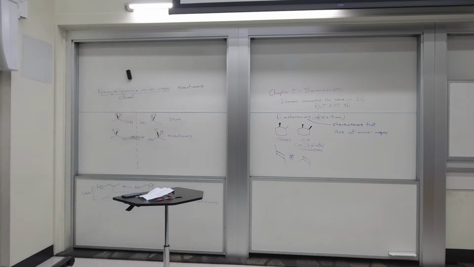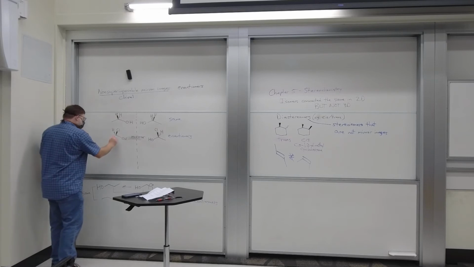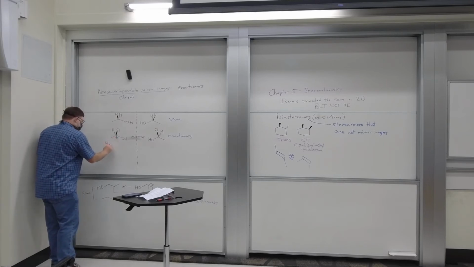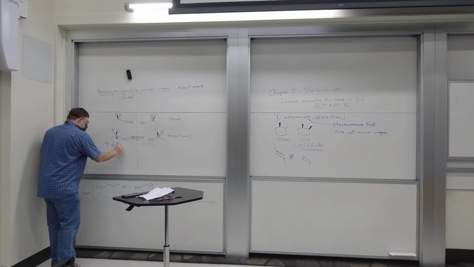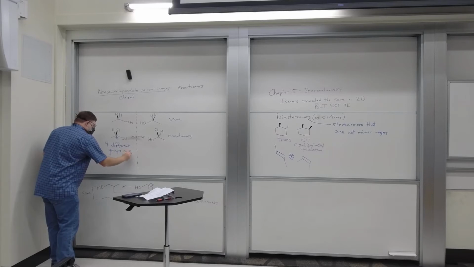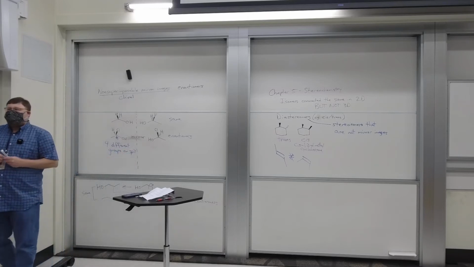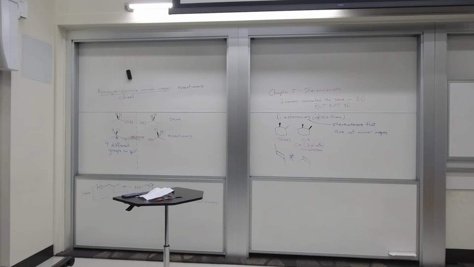Now, the change I made was to just replace an H with a chlorine. Pretty small change, really. But what it does is it gives us a carbon that has 4 different groups and is tetrahedral. Now, every tetrahedral carbon is going to have 4 different things attached to it. It's how you phrase it.